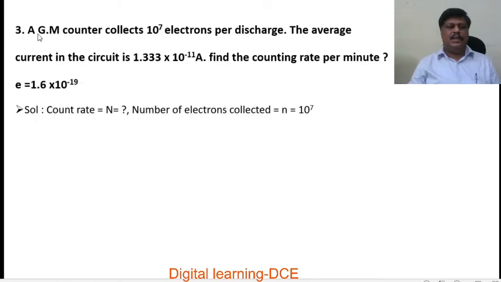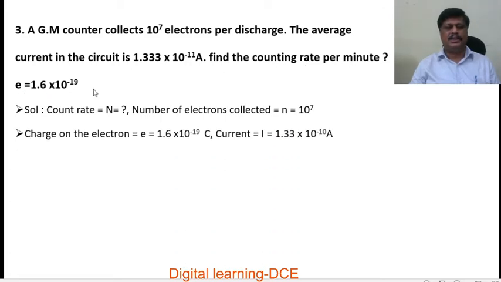Problem number 3. A GM counter collects 10 to the power of 7 electrons per discharge. Small n is given. The average current in the circuit is 1.333 into 10 power minus 11 ampere. So the value of current is given. Find the count rate per minute. We have to calculate the capital N value in this problem. Charge on the electron is 1.6 into 10 power minus 19.